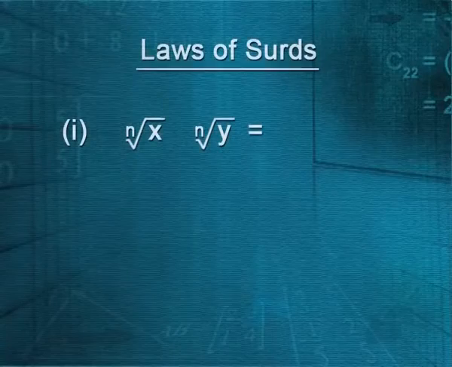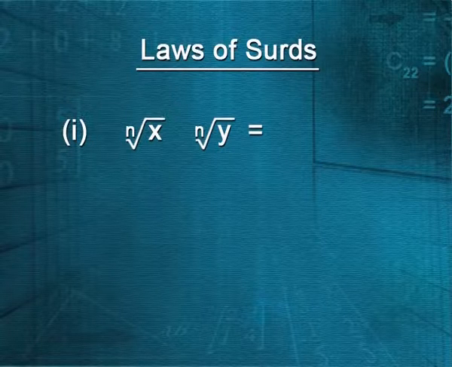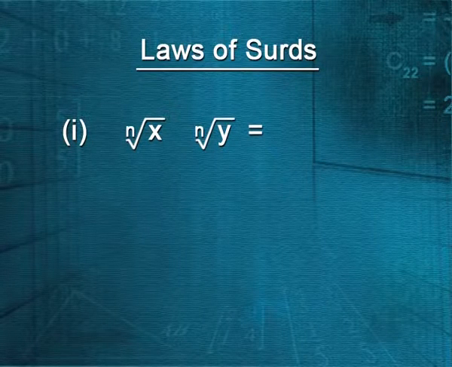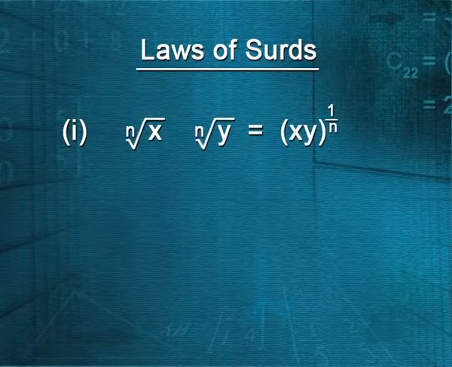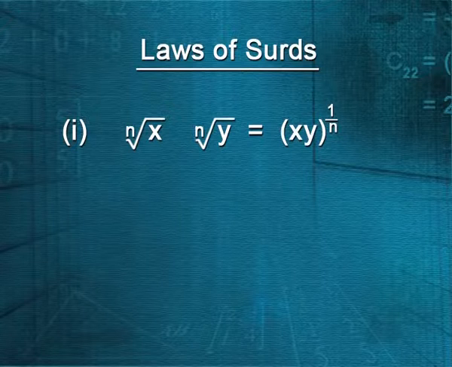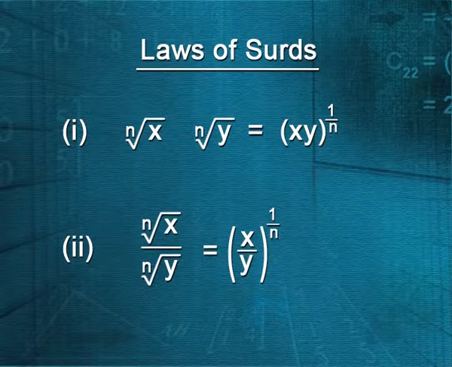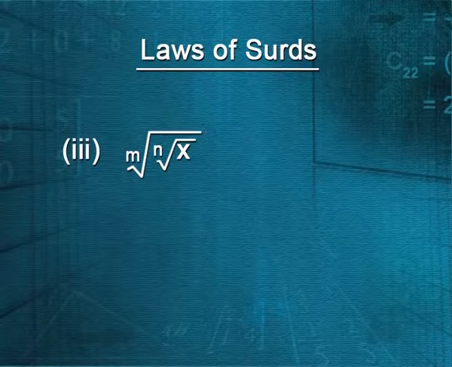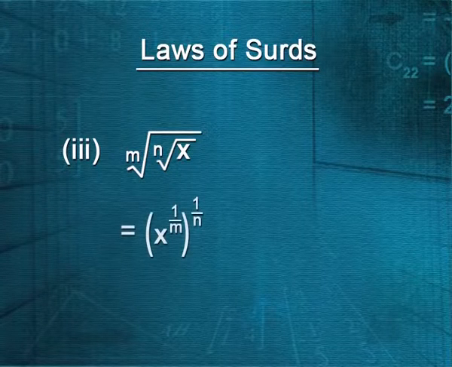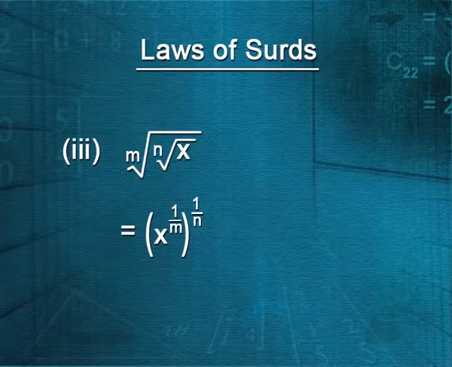Now, let us see the laws of radicals which we have learned just now can also be written in the following manner, which is called laws of surds. First, nth root of x into nth root of y is equal to xy raised to power 1 by n. Second, nth root of x divided by nth root of y is equal to x by y raised to power 1 by n. Third, mth root of nth root of x is equal to x to the power 1 by m whole to the power 1 by n.